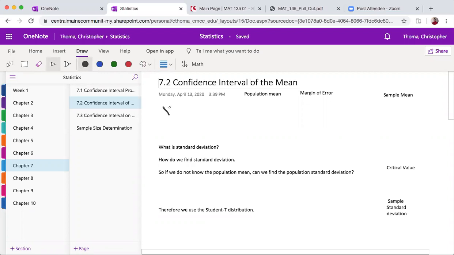We have an X bar minus E, and then less than a mu, less than X bar plus E. So remember that the mu is the population mean, right? And that's what we're building the confidence interval for. Our E is our margin of error, right?